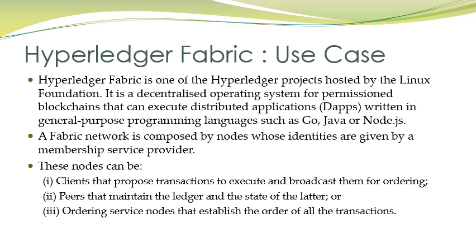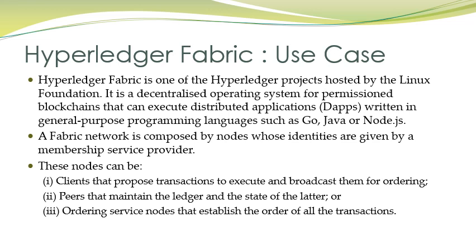And there are peer nodes that maintain the ledger and the state of the ledger. And there are ordering service nodes that establish the order of all transactions. So there are different types of nodes in the Hyperledger Fabric. We will not go into the details of this. We just have to take how this permissioned blockchain concept is used in the Hyperledger Fabric.